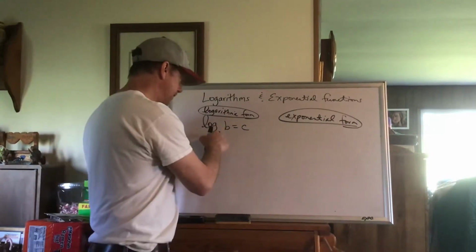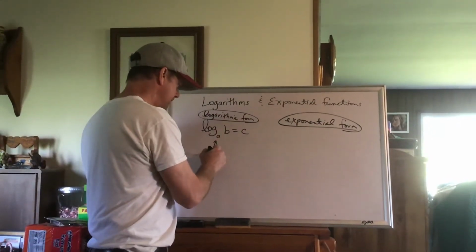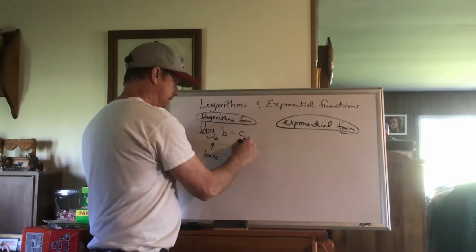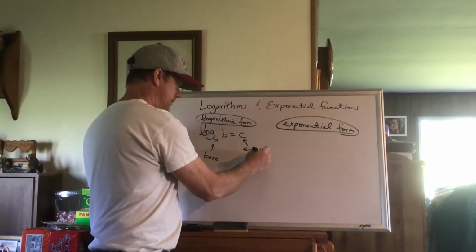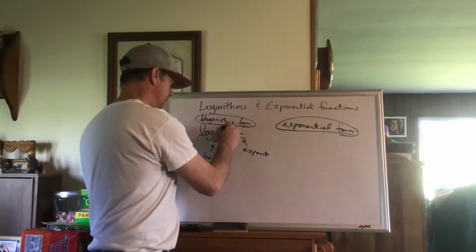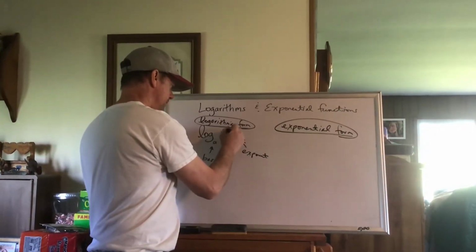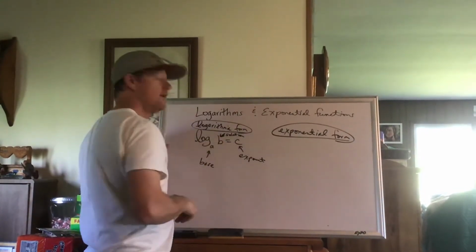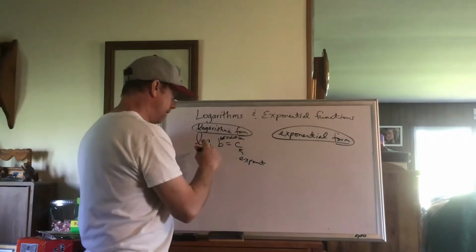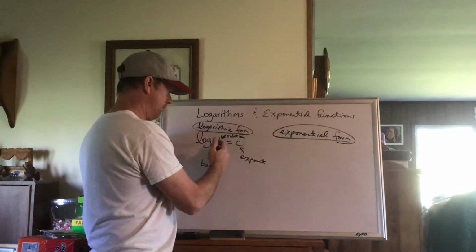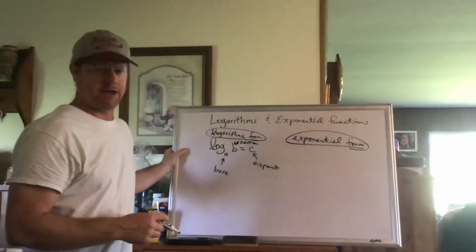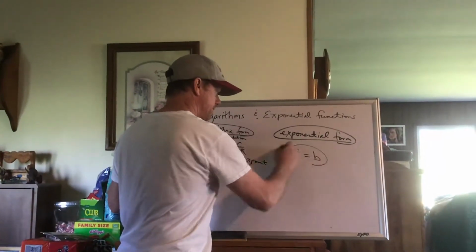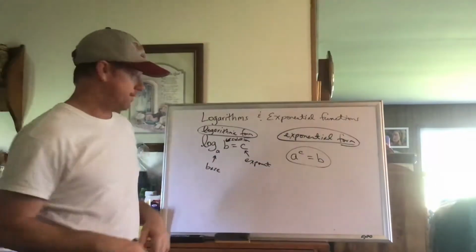The little subscripted guy down here is your base. Logs are exponents, so this guy right here is your exponent. And then this guy is your solution. That guy is your solution. So, if I say log subscript A, B equals C, and I say write that in exponential form, it's going to be A to the C equals B. So that's your formula, so to speak.